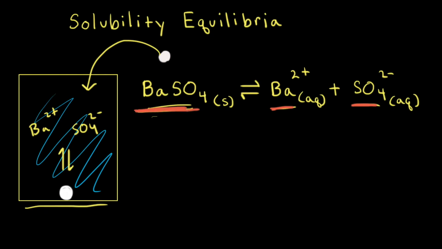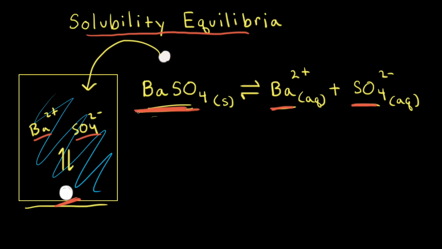When the rate of dissolution is equal to the rate of precipitation, the system is at equilibrium. These types of equilibria are referred to as solubility equilibria. And when the system is at equilibrium, the concentrations of barium 2 plus ion and sulfate anion in solution are constant, and the amount of solid is constant too. And this forms a saturated solution.